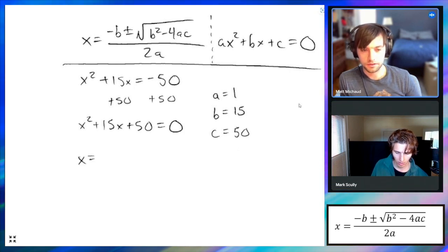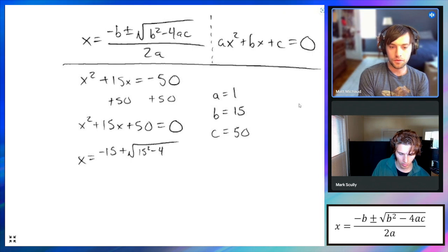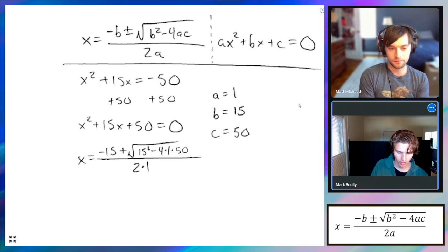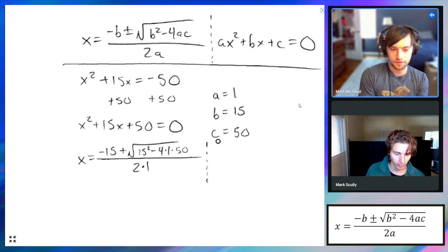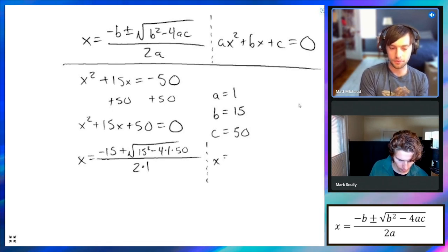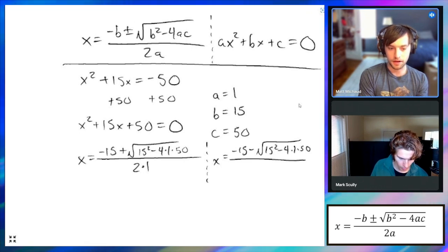X equals negative 15 plus the square root of 15 squared minus 4 times 1 times 50, divided by 2 times 1. Perfect. And then what would our second equation be? Our second equation is negative 15 minus the square root of 15 squared minus 4 times 1 times 50, divided by 2 times 1. Nice.